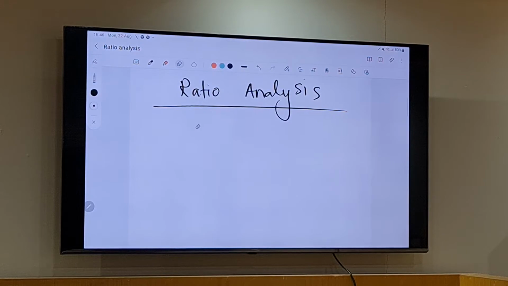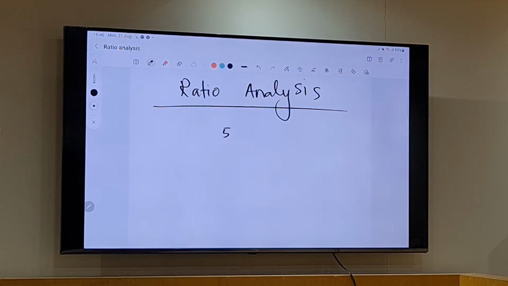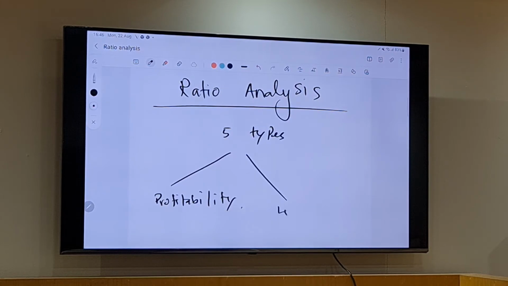Actually, there are 5 types. I will keep it very short, not to go into very much detail. 5 types. One is profitability. Second one, liquidity.